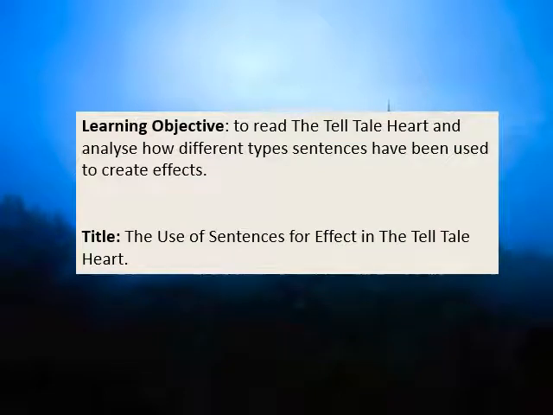Our learning objective today is to read a story called The Telltale Heart and analyse how different types of sentences have been used to create effects. That's what we're doing today. It's by Edgar Allan Poe. It's a Gothic short story, one I read when I was probably your age. The title is The Use of Sentences for Effect in The Telltale Heart. Write that title into your books.